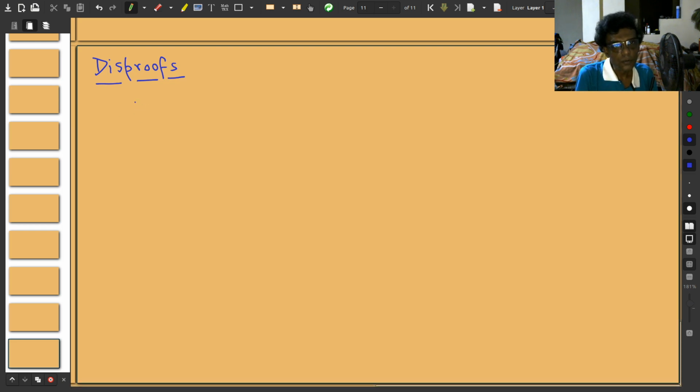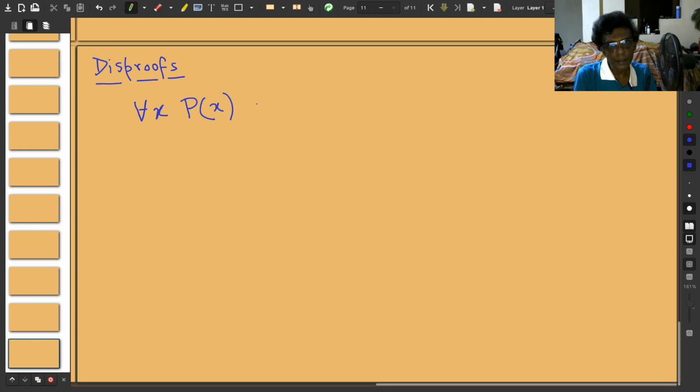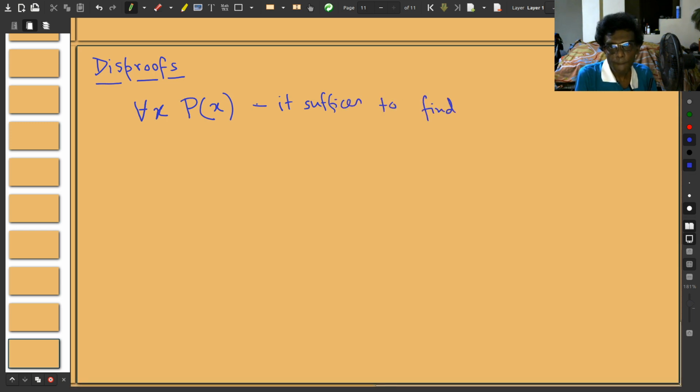Okay, so if I, for example, want to disprove a statement like this, for all x, P(x), then it suffices to find an x for which P(x) is false. So this is a counterexample.